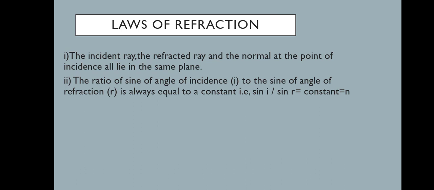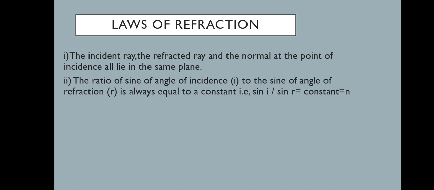The second law is the ratio of the sine of the angle of incidence. Ratio means division. So sine i divided by sine r. Here r is for the angle of refraction. In reflection, we also represented the angle of reflection by r, and in this case we are representing the angle of refraction by r. But you can easily recognize whether it is the angle of reflection or the angle of refraction by the ray diagram.